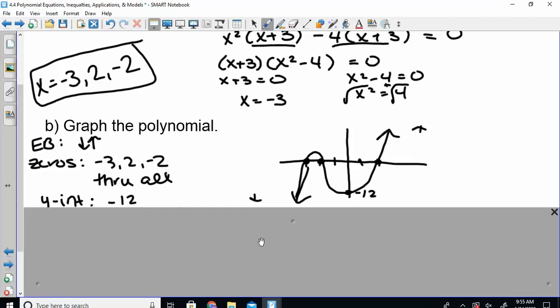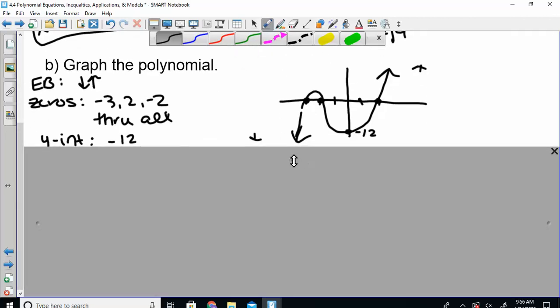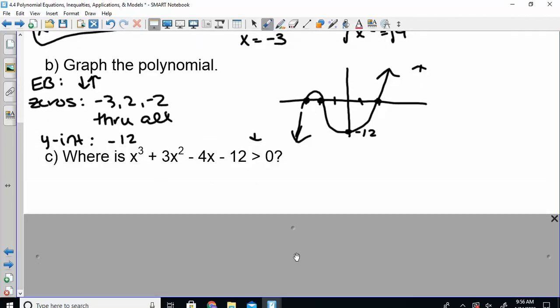I wanna ask you a couple more questions about this graph. Stuff that, again, we had done before, but it's always nice to see things a second time. If I asked you where this graph was greater than 0, could you tell me?